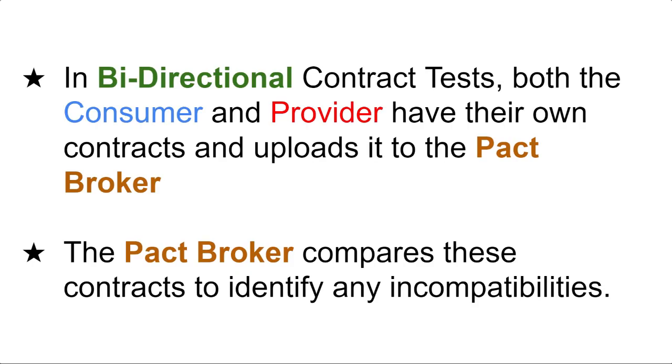The main difference between bi-directional contract testing and consumer-driven contract testing is that, unlike the consumer-driven approach where only the consumer provides a contract, in the bi-directional contract testing method, both the consumer and the provider provide their own contracts. The pact broker compares these two contracts to check for any incompatibilities.